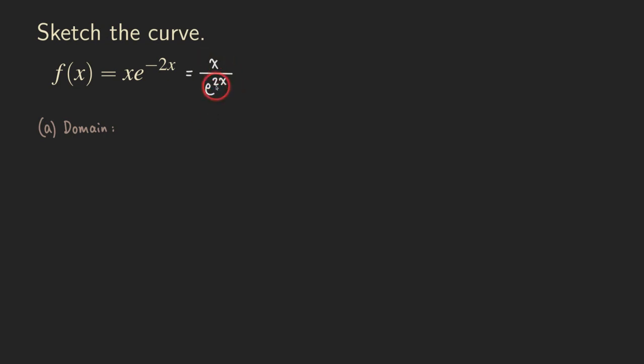Now, we have a fraction, so we also need to make sure that the denominator is non-zero, but we know that e to the 2x is never equal to 0. So that really just means that our domain is all real numbers, right? So it's going from negative infinity to infinity. And so that part's good.